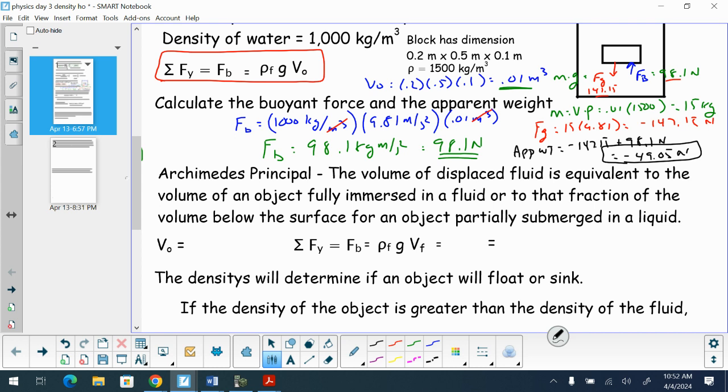So for me to lift this, the apparent weight of this object is not the actual weight of this object. The actual weight of this object is 147 newtons. Really, I only have to apply a force of 49 newtons to be able to lift it. Okay?